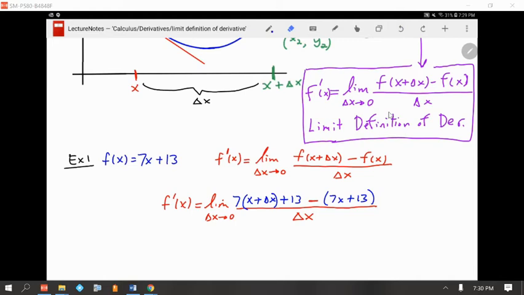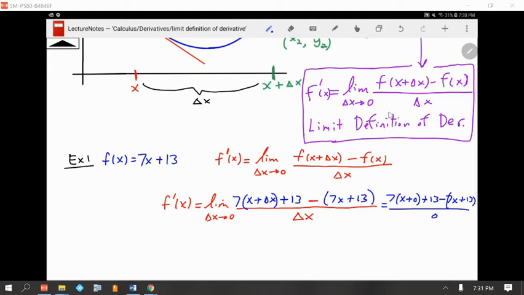Now, how do I solve this limit? Notice this is a quirky kind of limit because it has delta x's in it, and it has x's in it. Remember, x and delta x are not the same thing. They are different things. So what I can do is first plug in 0 for delta x. Let delta x be 0, and I get x plus 0 plus 13 minus 7 times x plus 13 in parentheses, all over 0. All I did was plug in 0 twice.